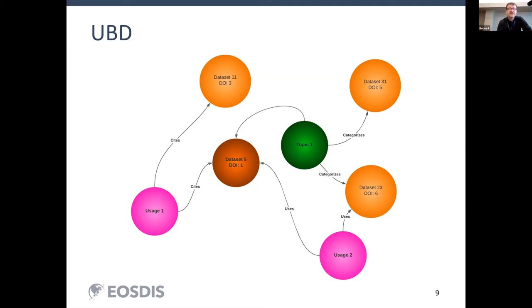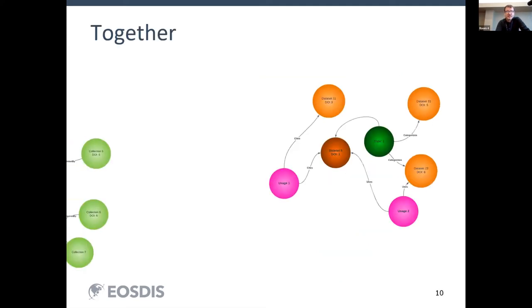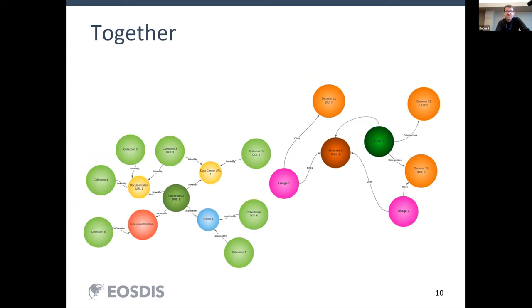But they share some characteristics. They share the concept of data sets. So why don't we put them together? Bring CMR in, and you get to the edges of CMR, and you can go to UBD, because collection one is represented by a digital object identifier, and so is data set five in UBD. So we can traverse between these graphs based on that knowledge alone. In this particular case, this reinforces the strength of the similarity between collection one and collection three, because not only are they linked by a documentation URL, they're also linked by this research paper in usage one.